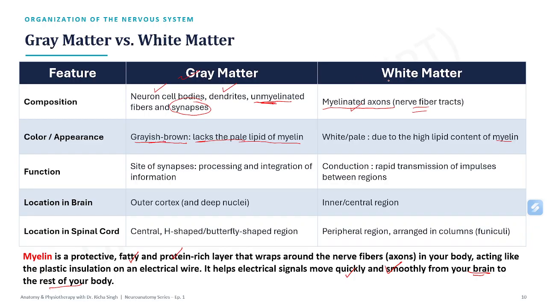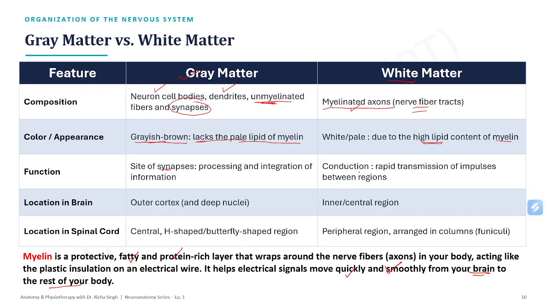And why is that particular matter in the brain or the spinal cord called white? Because it has a high lipid content because of the myelin protein. Function wise, gray matter is present at the site of synapses, usually where a synapse is occurring. Two neurons are connecting to each other for processing and integration of information. Gray matter will be seen there.